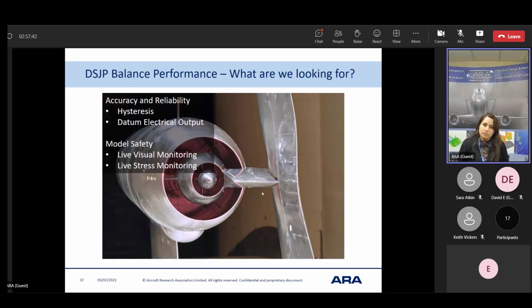So what are we interested in? We want to avoid the effects of hysteresis, and we would like to look at the electrical output and make sure that it is stable over time. And we want to make sure that the balance doesn't exceed any stress limits, or is visually monitored to make sure there are no issues during the wind tunnel test.